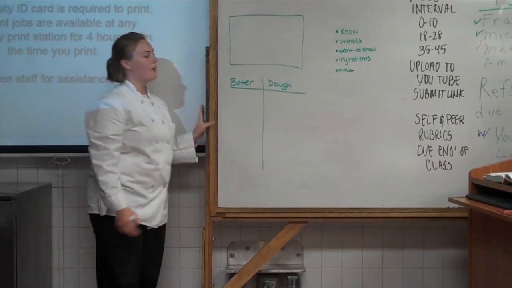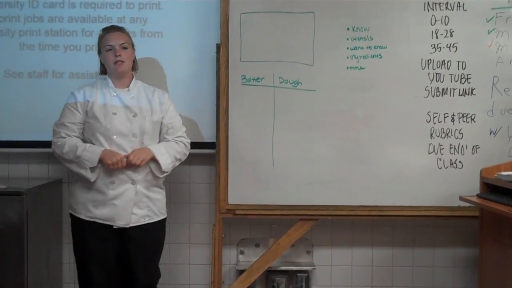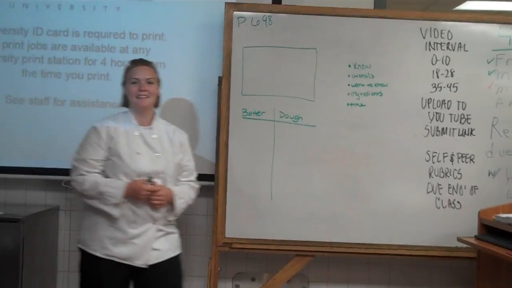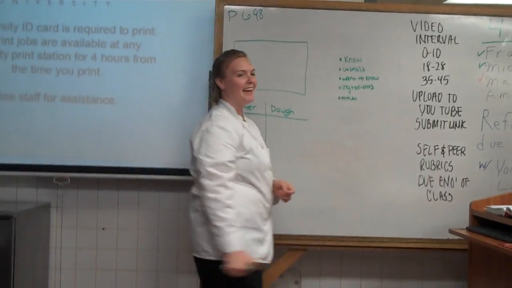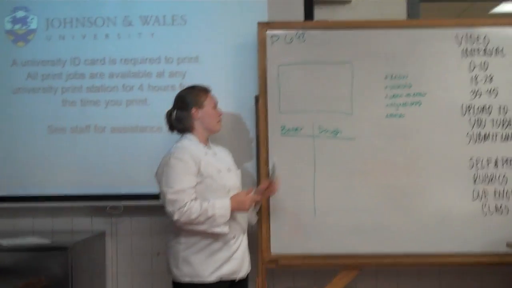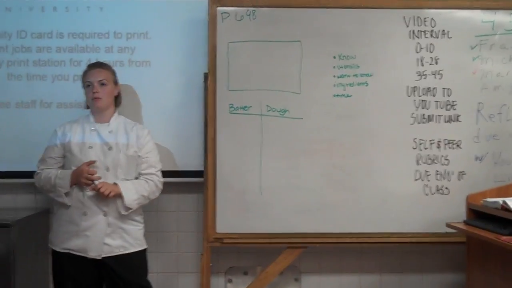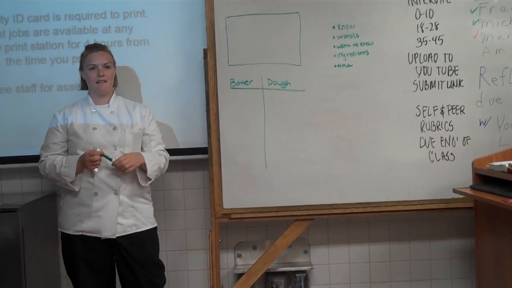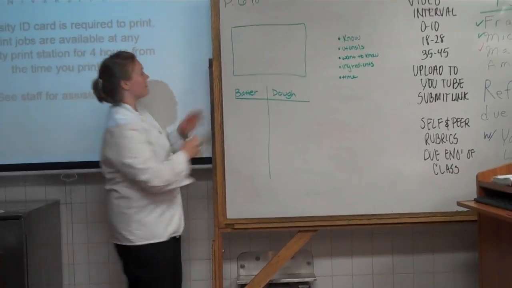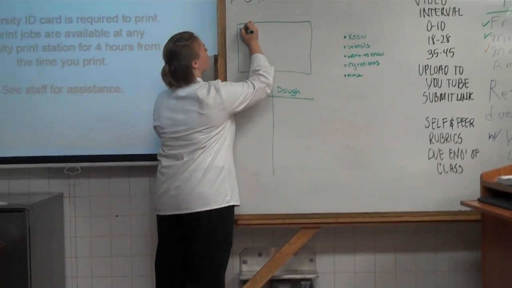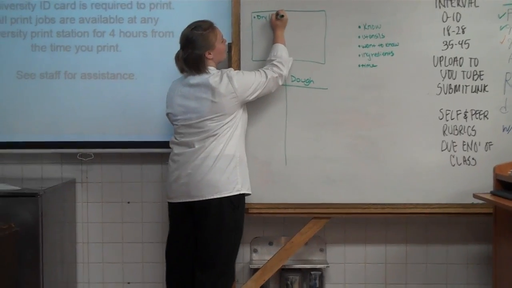Okay. So who has their textbook out? One person. Okay. So whether you have your textbook out or not, who remembers from the reading, what do we have in both a batter and a dough? Mike? You have dry and liquid ingredients. Perfect. So I'm just going to say dry and liquid for sure.